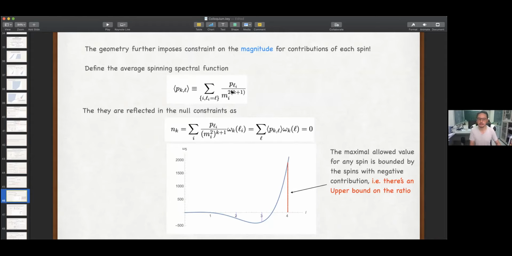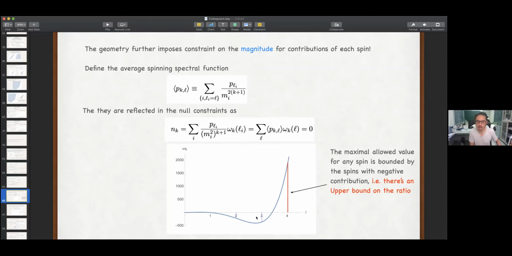In terms of this average spectral function, the null constraint can be written in a very simple form. And you see that this imposes non-trivial bounds on the ratio of these spinning spectral functions. The reason is very simple: it's just from the fact that this is a polynomial. So for example, if a polynomial looks like this, then the negative has to cancel the positive, which means the maximal value of, for example, spin 4 is attained when all the positivity comes from spin 4 and cancels the negative part. We already know that we must have spin 2, and there's no spin 3 for a permutation invariant scalar, so you only have spin 2. That tells you there's a bound on the ratio between the spin 4 contribution and the spin 2 contribution in order for this to cancel.